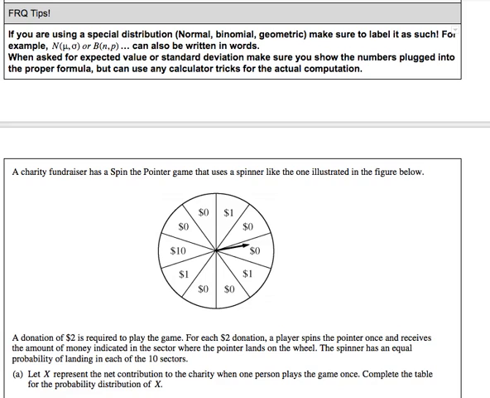But again, this way you can still cover all the FRQs from Chapter 6 that you're going to need. So a couple tips as we're diving into these FRQs. Obviously, we're still mainly talking about probability situations here and expected value.